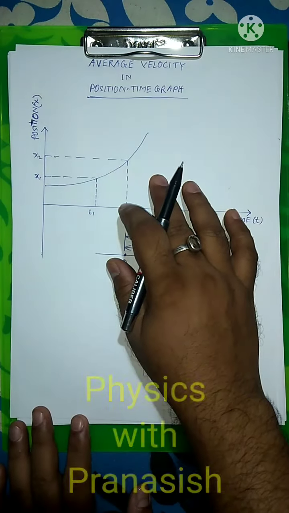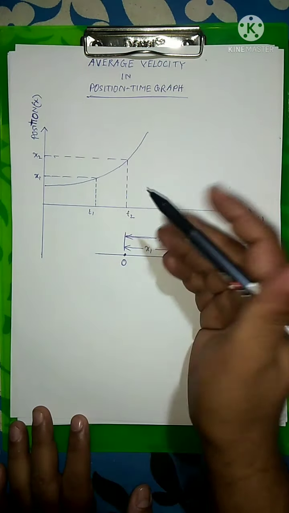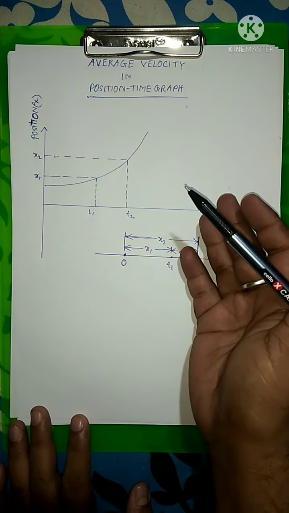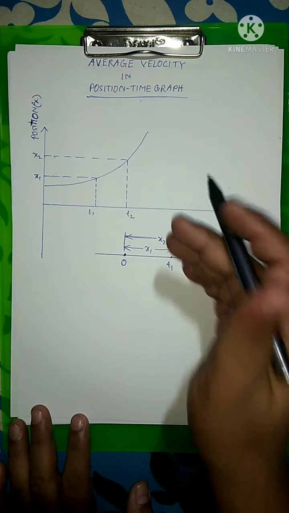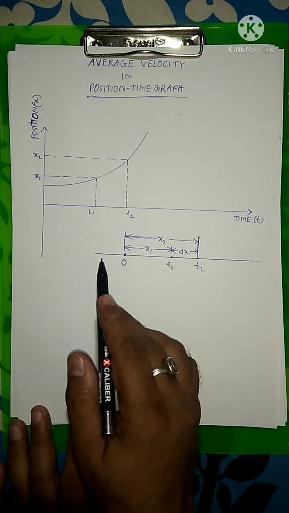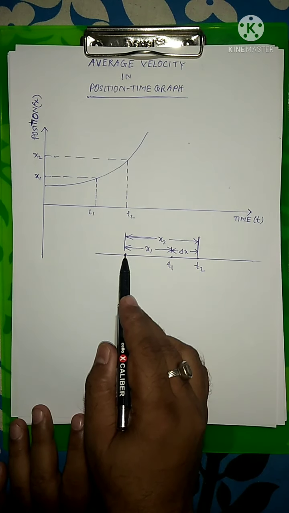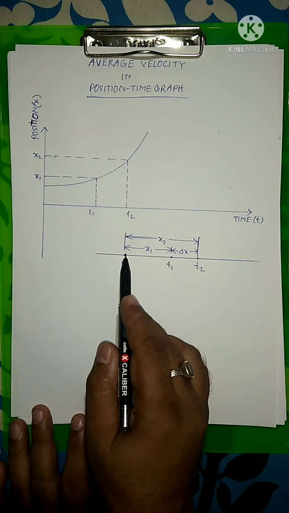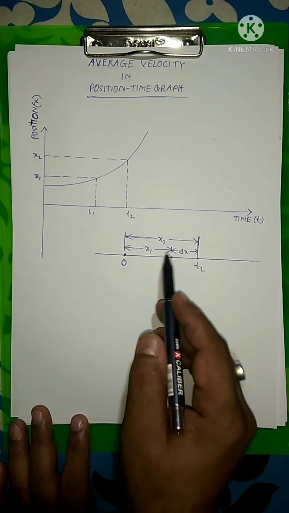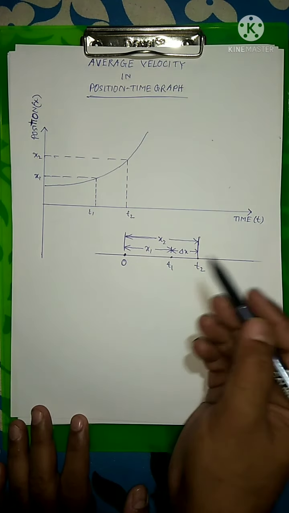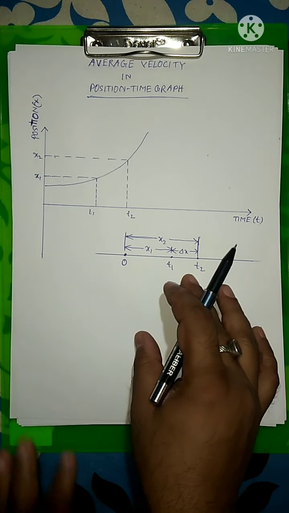This is the position-time graph showing the different positions of a particle at different instants. The particle moves along a straight line. O is a fixed point with respect to which the particle's different positions will be measured at different instants.